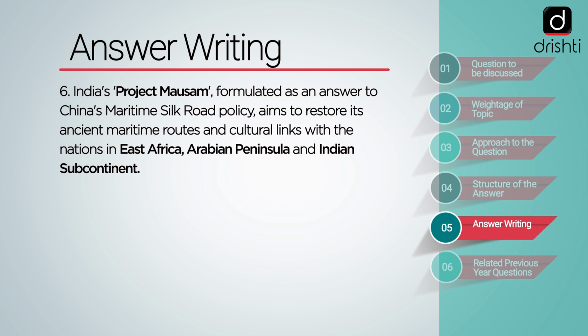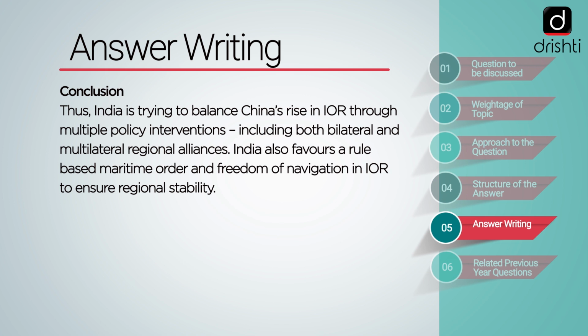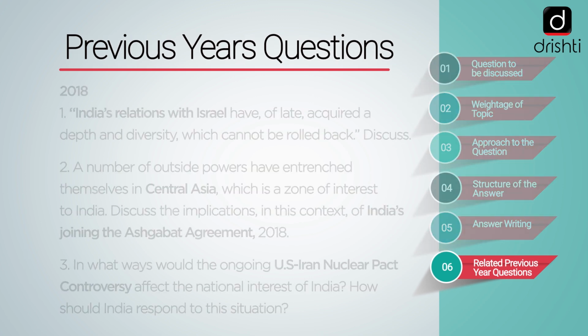India's Project Mausam, formulated as an answer to China's Maritime Silk Road policy, aims to restore its ancient maritime routes and cultural links with the nations in East Africa, the Arabian Peninsula, and the Indian subcontinent. Thus, India is trying to balance China's rise in the Indian Ocean region through multiple policy interventions, including both bilateral and multilateral regional alliances. India also favors a rule-based maritime order and freedom of navigation in the Indian Ocean region to ensure regional stability. At the end, let's have a look at previous year questions.